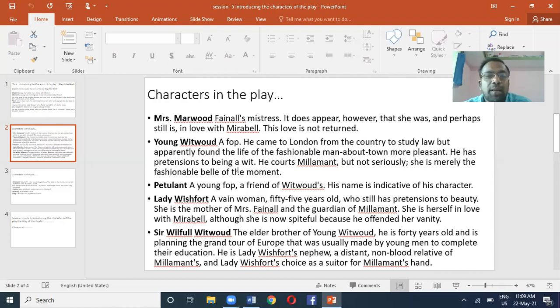Now come to another important character, Sir Wilfull Witwoud. We have already seen Witwoud, young Witwoud. He was a young boy studying law in London, showing himself as a witty man of the age, and a friend of Petulant. And his elder brother, that is Wilfull Witwoud, is 40 years old.